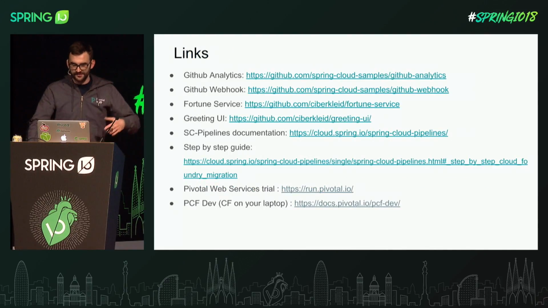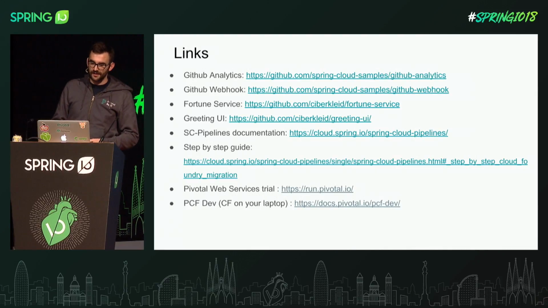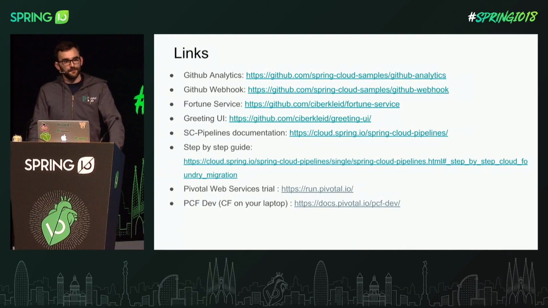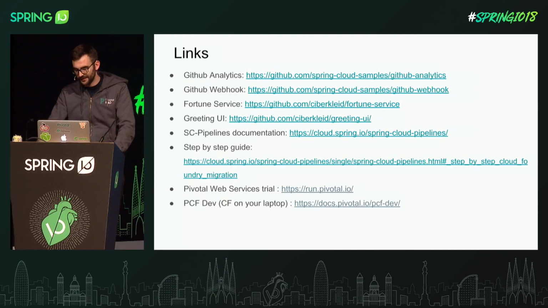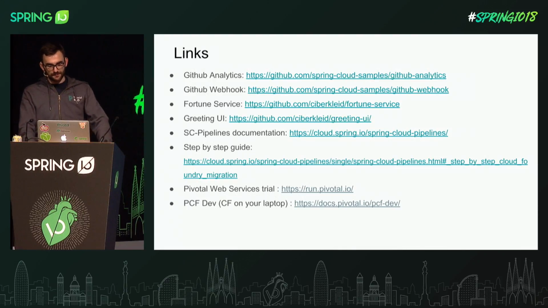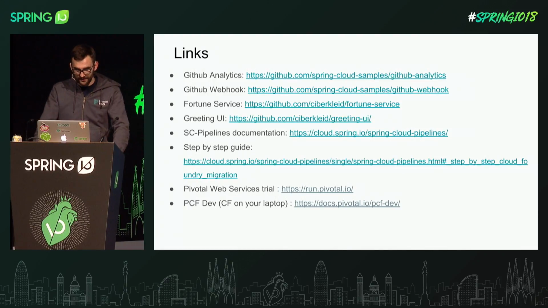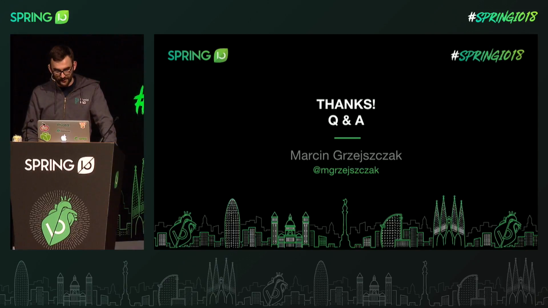These are the links to certain apps that we have already written for Spring Cloud Pipelines, the first 4 apps that follow the conventions, that do all the contract tests, and go through the pipeline every 3 hours or something like this in our CI systems. You can check out the Spring Cloud Pipelines documentation and the step-by-step guide. And also, if you want to play around with Cloud Foundry, you can go to runpivotal.io and play around with it.